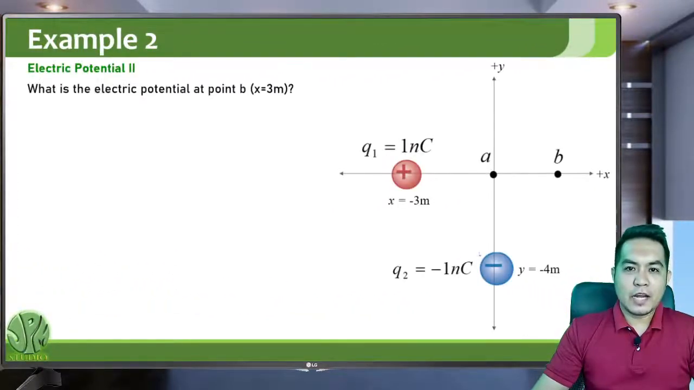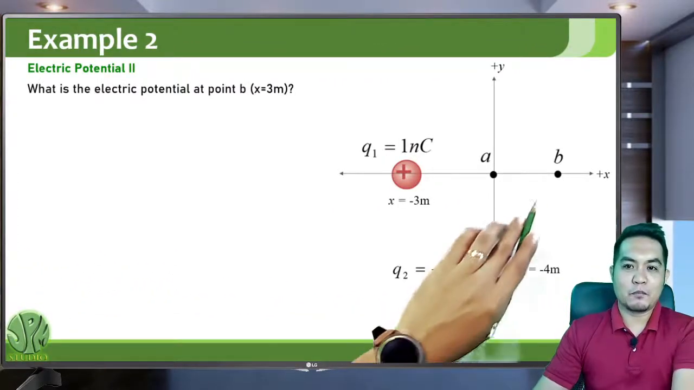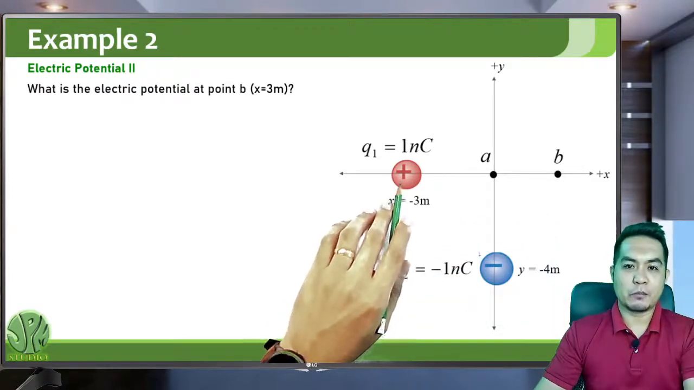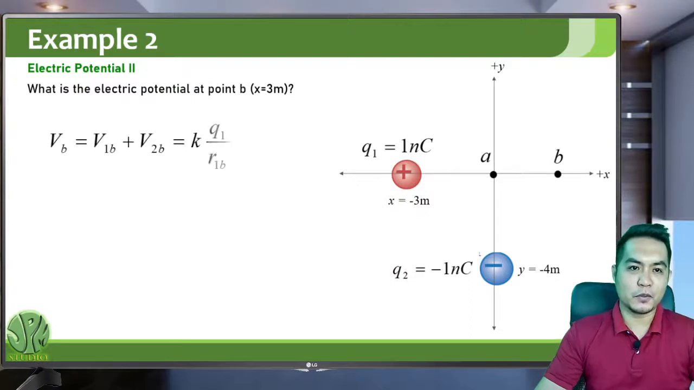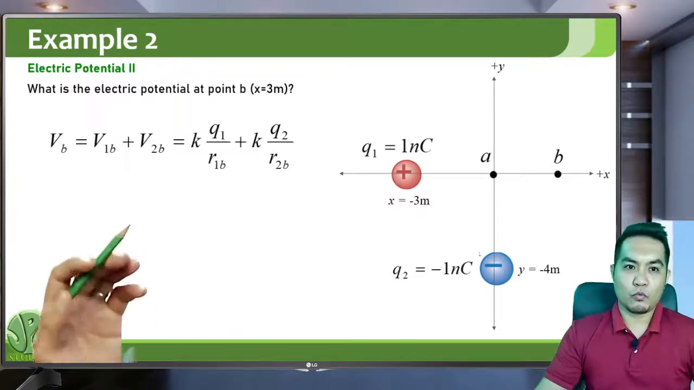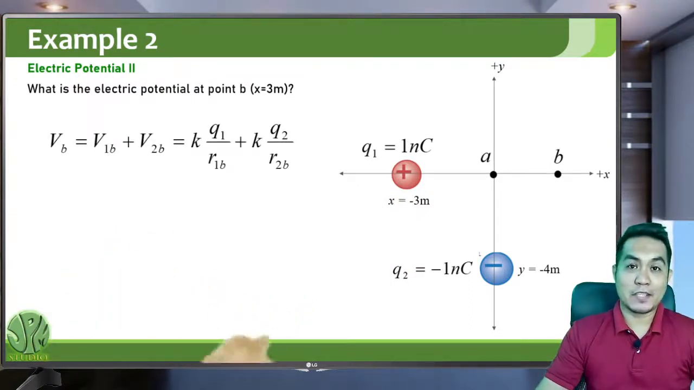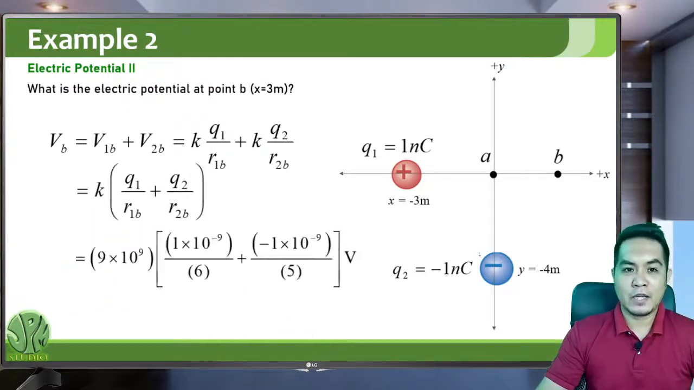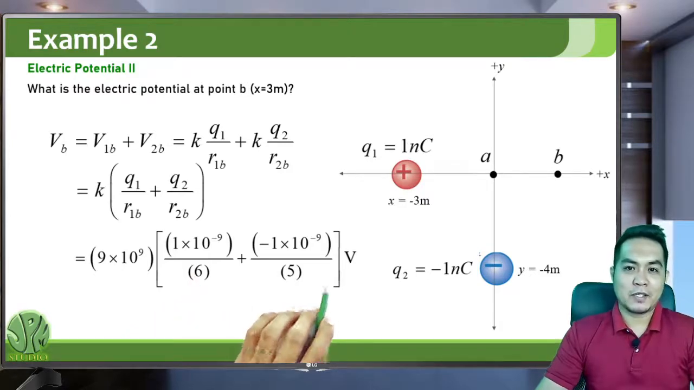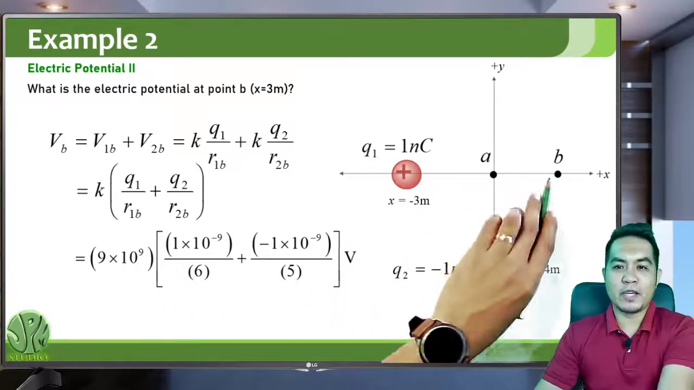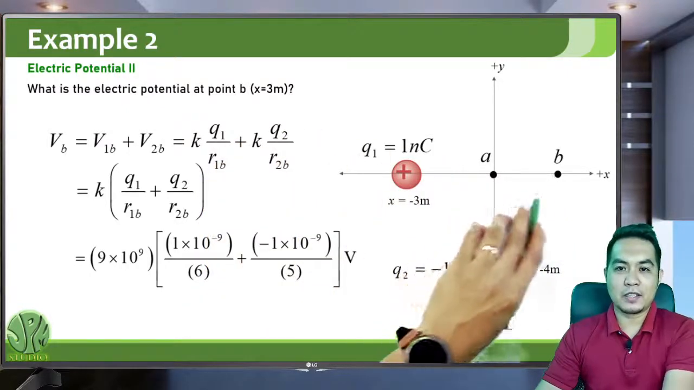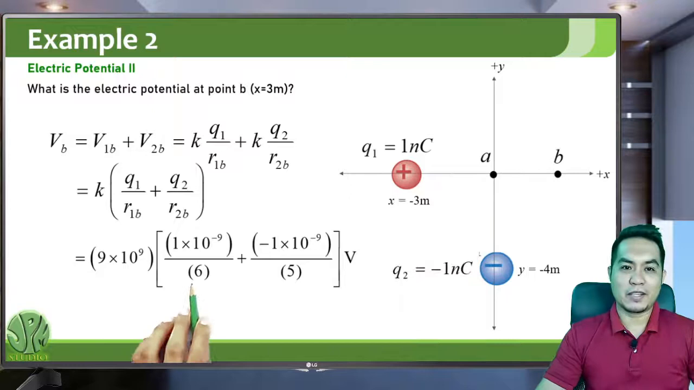So let's now try to find the potential at point B. In a similar manner, we find the potential at point B due to Q1 and due to Q2. Actually, the solution is the same. The only difference is the distances. The distance from Q1 to point B, since point B is at x equals 3 meters, is 3 meters plus 3 meters, so you have 6 meters.